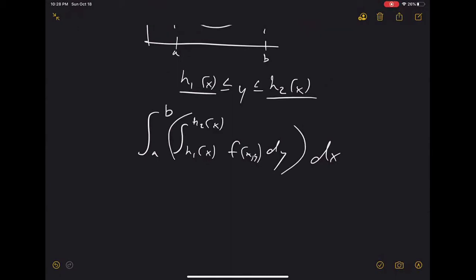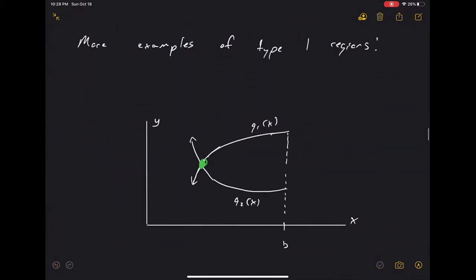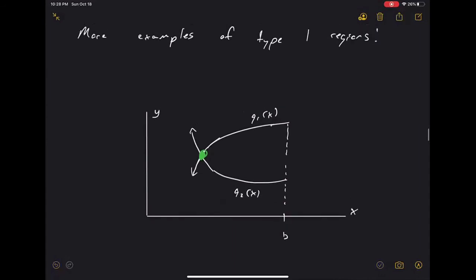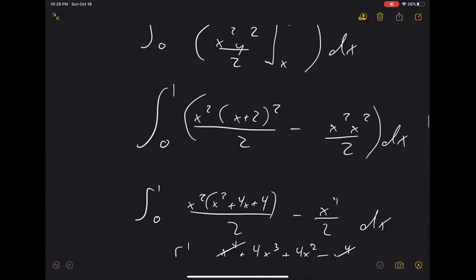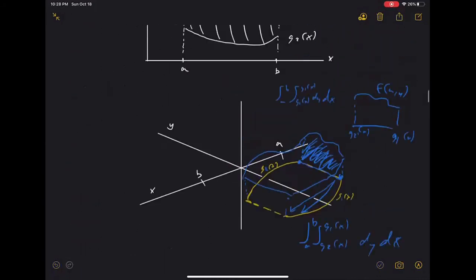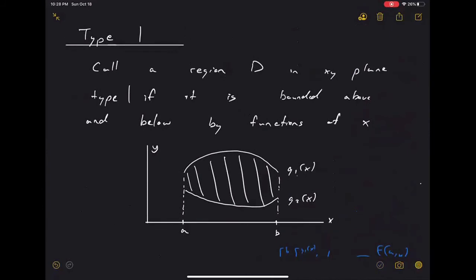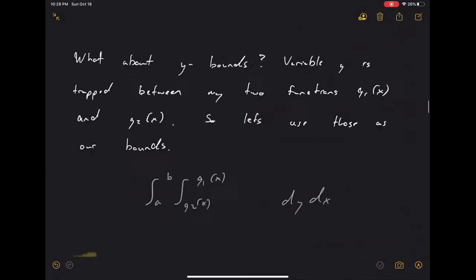Now, there are slight variations of this type 1 integral. So this would be 1. Here these constants a and b are kind of clear cut, right? Going back up to this case, we have these two functions giving us our vertical bounds, and then we have these two constants giving us our horizontal bounds.